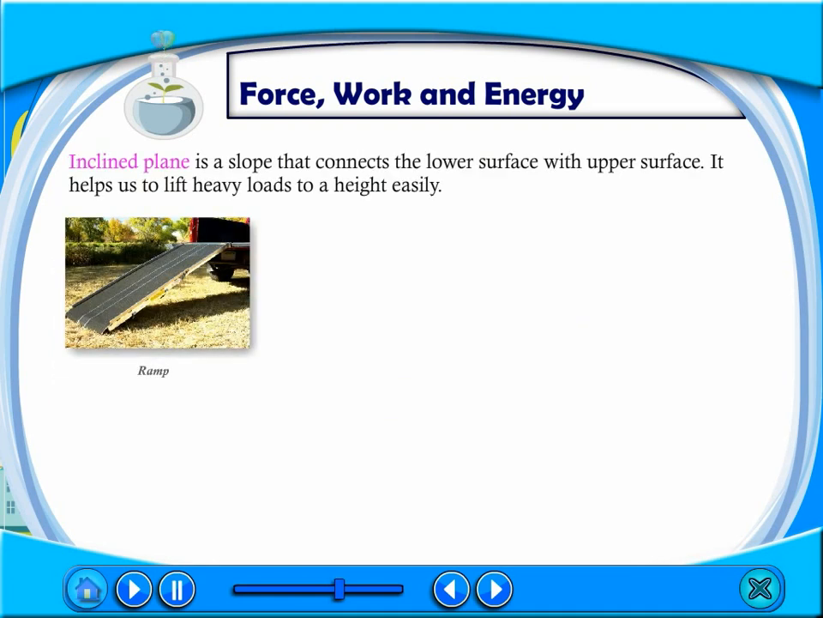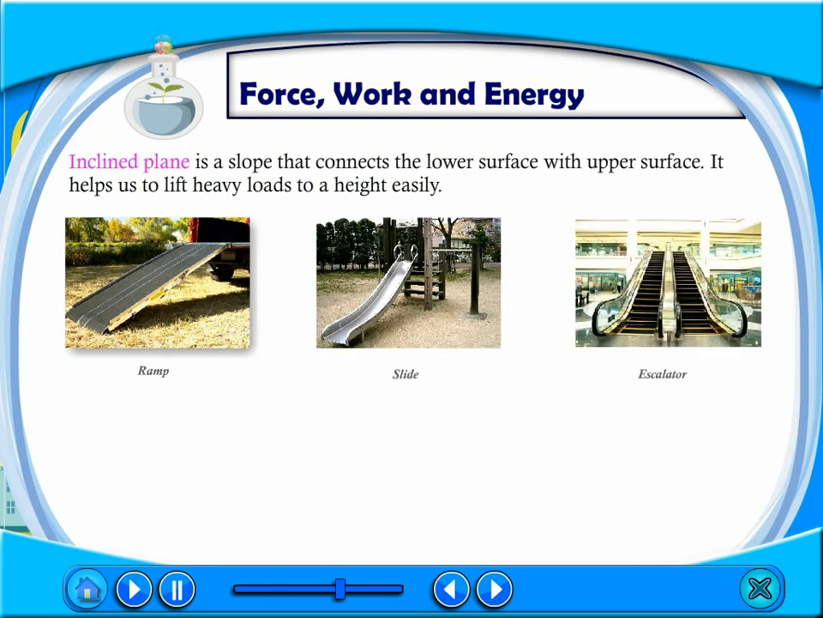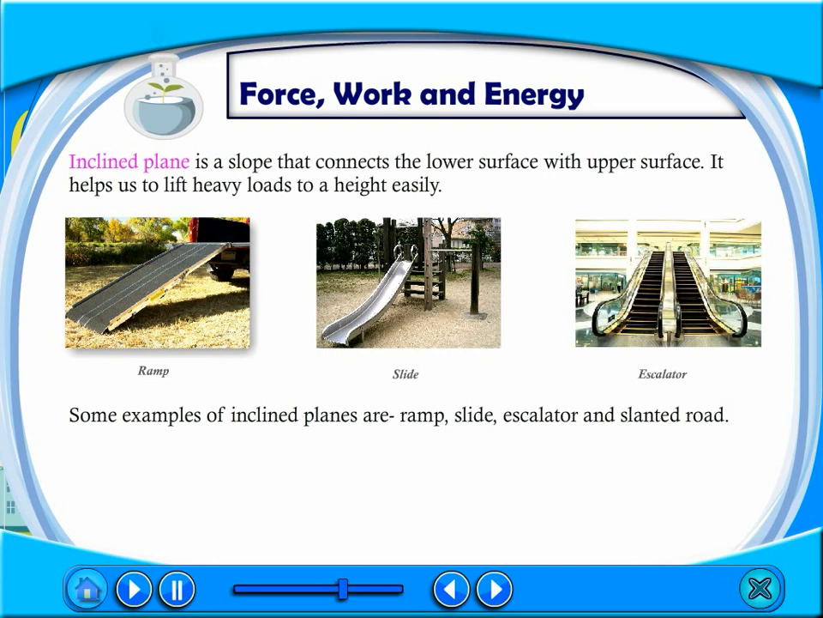Inclined plane is a slope that connects the lower surface with upper surface. It helps us to lift heavy loads to a height easily. Some examples of inclined planes are ramp, slide, escalator and slanted road.